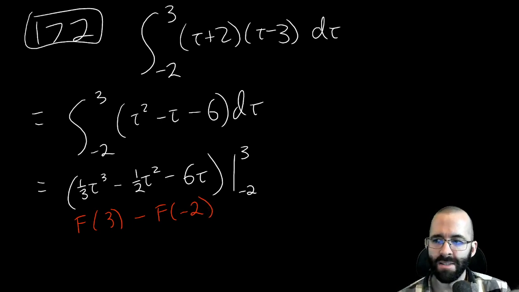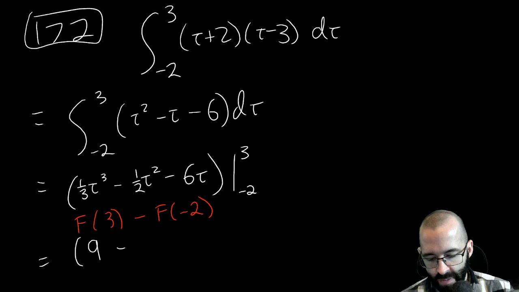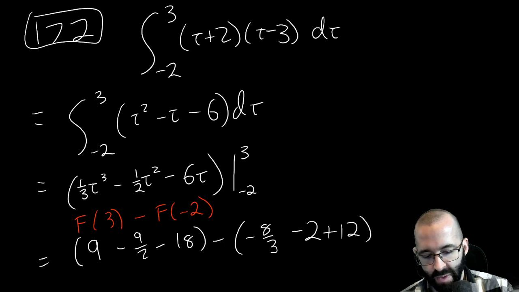This red method, I think, is maybe a little easier, a little less messy. The method that I'm writing in white is a little bit more common, I think, but feel free to calculate it out in the red. So we plug in 3, watch out for making errors. We're going to get 9 minus 9 halves minus 18, minus, when we plug in -2, we'll get -8/3 minus 2 plus 12, and we can keep simplifying.